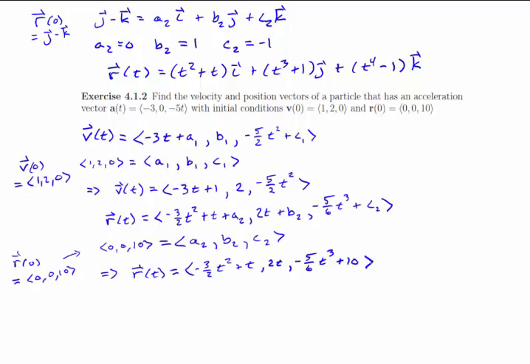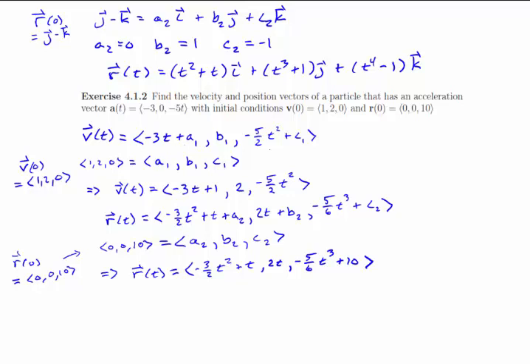Alright, and boom, here is our solution. We take the antiderivative of A to get the vector -3t plus a1, comma b1, comma -5/2 t squared plus c1. We have our initial condition that v of 0 equals 1, 2, 0. So we plug in 1, 2, 0 equals, and I plug in 0 for t in the generalized velocity vector function we have here, and we get a1, b1, c1. And thus a1 equals 1, b1 equals 2, and c1 equals 0.